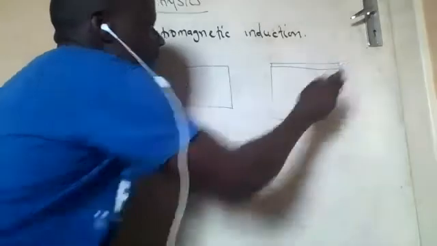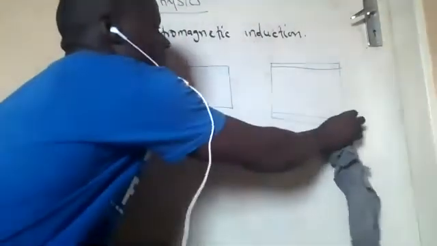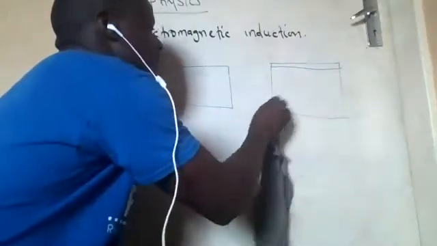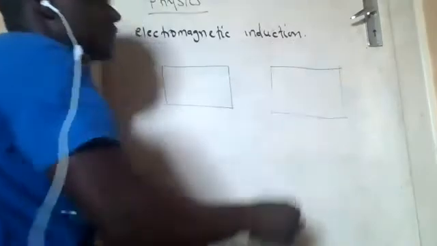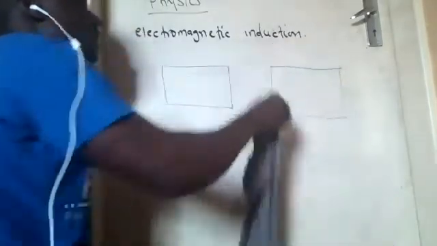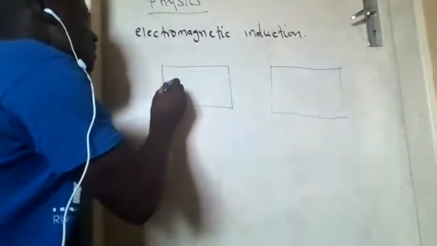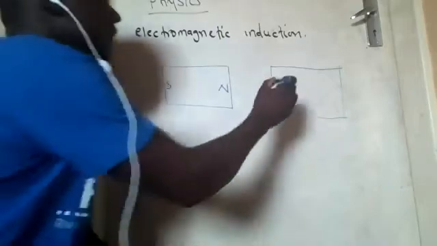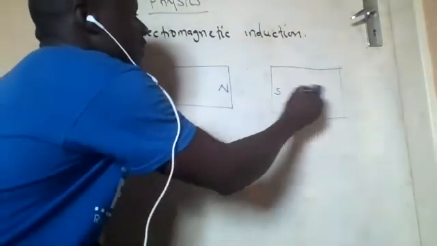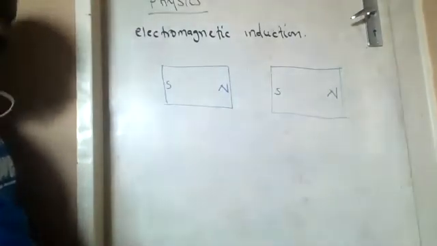Now, these magnets that are brought close to each other, we need to have their polarities known. Which one is the north pole magnet, and which one is the south pole magnet. So we take the situation that this is the south pole, this is the north pole, this is the south pole, and this is the north pole.